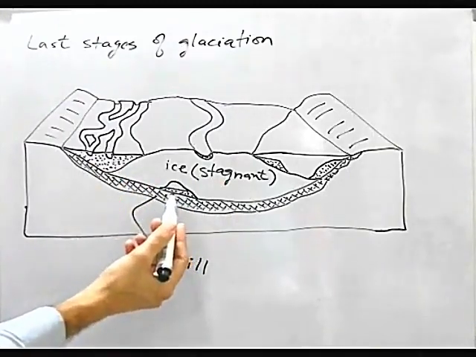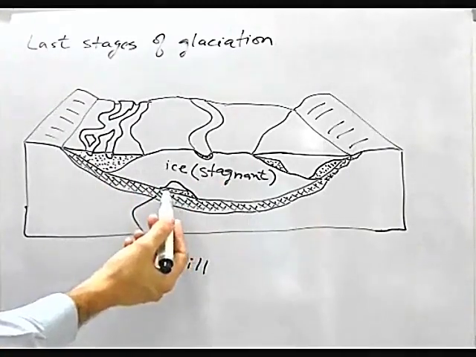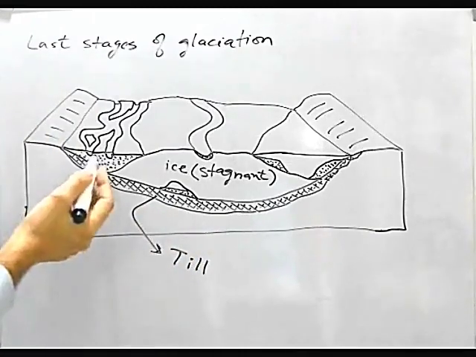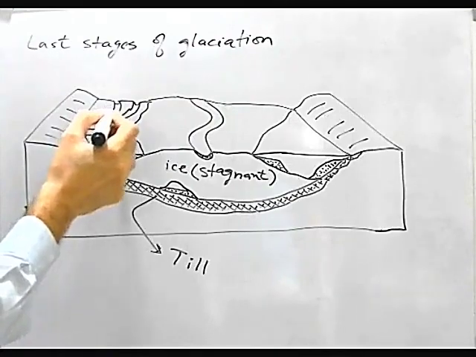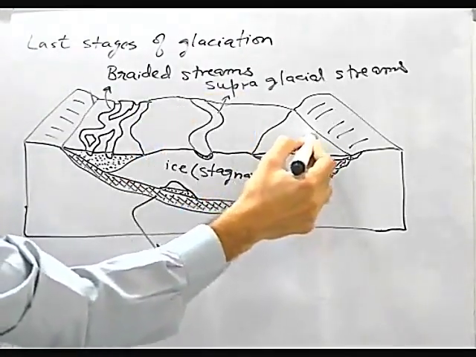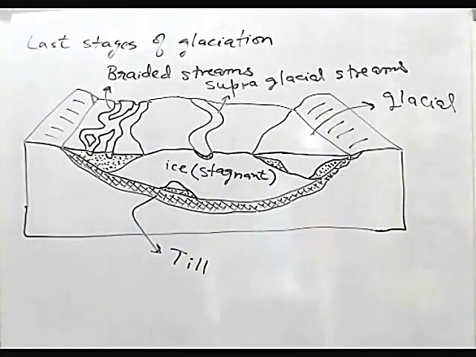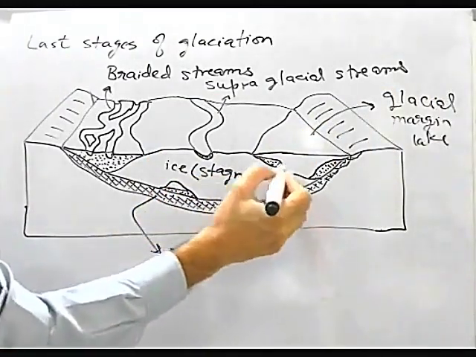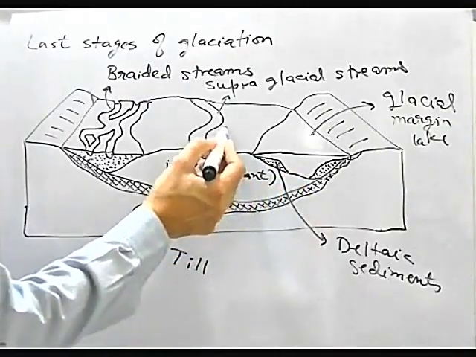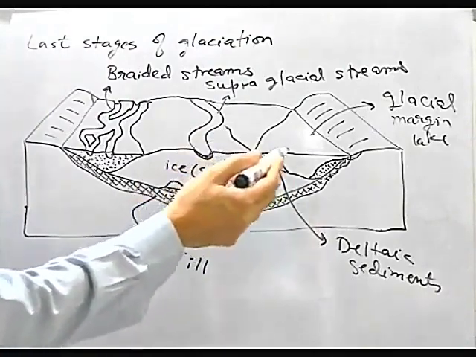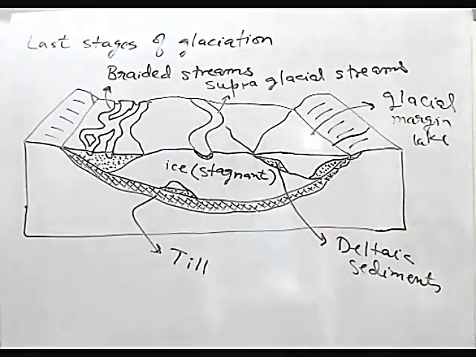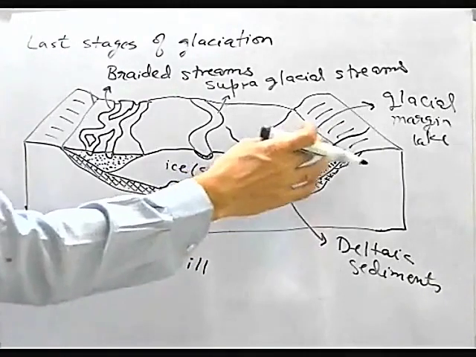This is a subglacial channel, and it is depositing sediment within this subglacial channel. So here are braided streams, these are supraglacial streams, this is a glacial margin lake, and within this lake, these are deltaic sediments. These sediments are deposited by the streams that are flowing into this glacial margin lake, and also the streams that are flowing from the non-ice covered parts of the landscape.